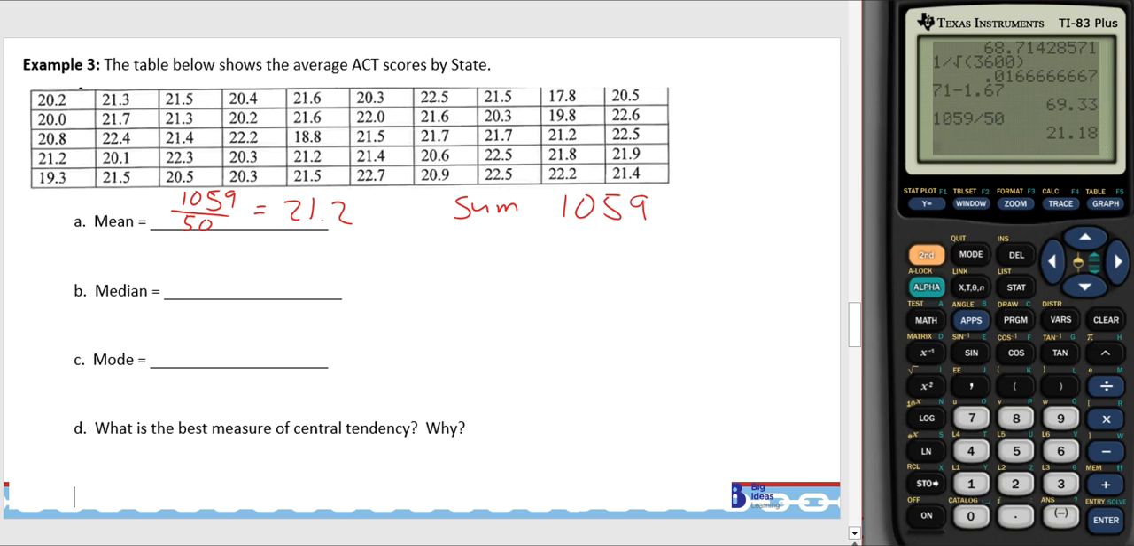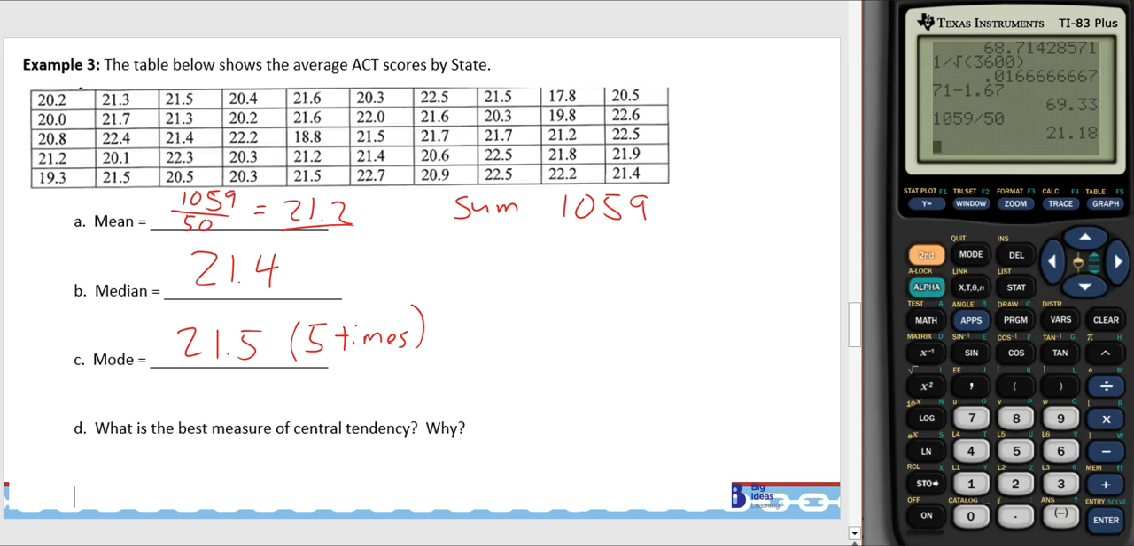Then to find the median here, you would have to order all 50 of these data points. And I'm just going to tell you that it's 21.4, and then that the mode of 21.5 actually appears 5 times. And again, best measure of central tendency would be this mean, because just glancing at the data, there are no outliers.